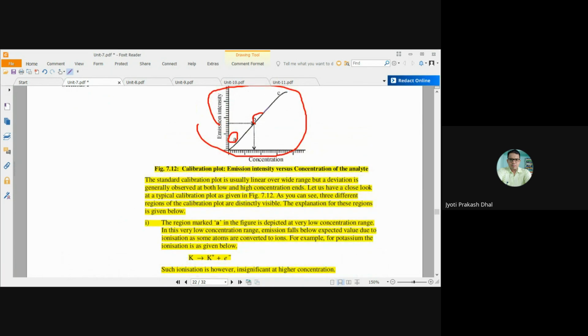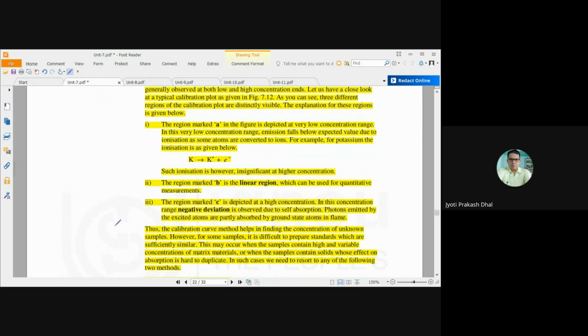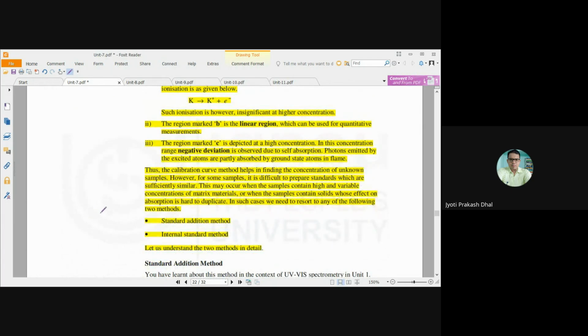So for quantitative measurement, you can use this linear region, that is up to B. And the region C is depicted at the high concentration region, where the concentration range is very high, so that's why negative deviation is observed due to self absorption. Photons emitted by the excited atoms are partly absorbed by the ground state atoms in the flame. Thus the calibration curve method helps in finding the concentration of unknown samples.